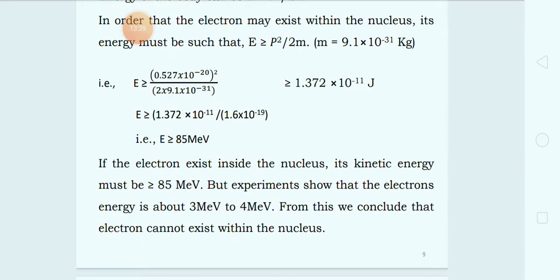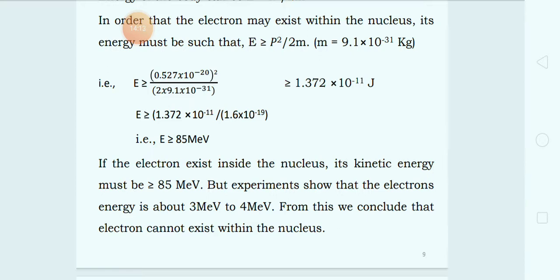Now if the electron exists inside the nucleus, its kinetic energy must be greater than or equal to 85 mega electron volt. But experiments show that the energy of the electrons emitted from the nuclei is about 3 to 4 mega electron volt. Therefore, there is a mismatch in the experimental and theoretical values of energies.